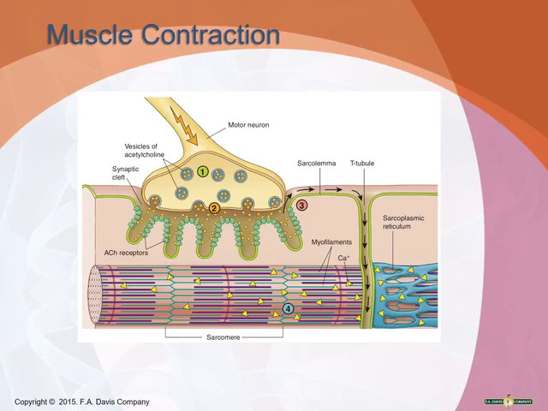So in response, the myosin heads of the thick filaments grab onto the thin filaments and the muscle contraction occurs. Now remember, this happens in a split second. And the time it's taken me to say this has probably happened several thousand times.